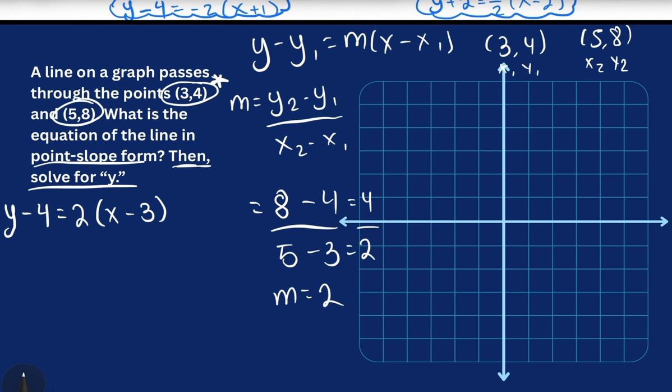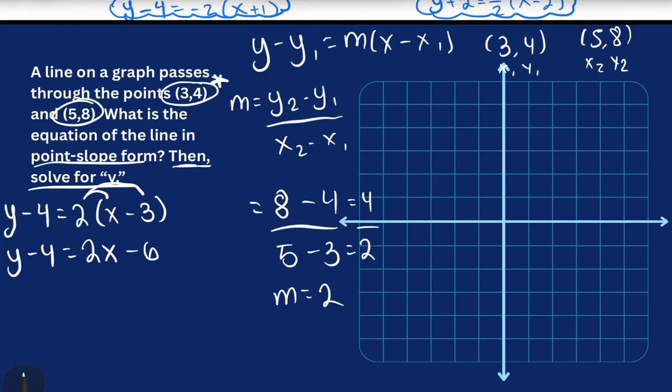So the first thing that I'm going to do is get rid of those parentheses by distributing the 2. Therefore, I will get y minus 4 equals 2 times x would be just 2x, because when they're next to each other, they're still multiplying. So we're basically just showing that we're multiplying 2 times x. And then 2 times negative 3 is negative 6. So now I'm left with y minus 4 equals 2x minus 6.